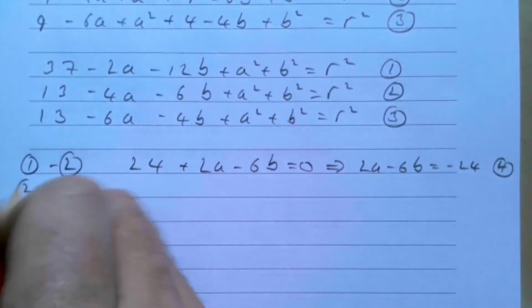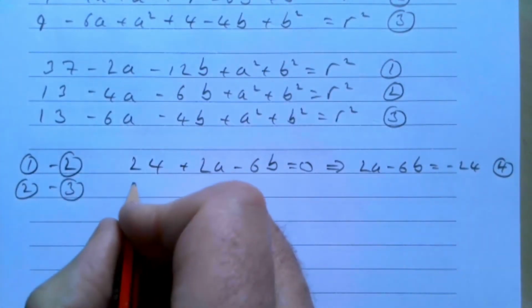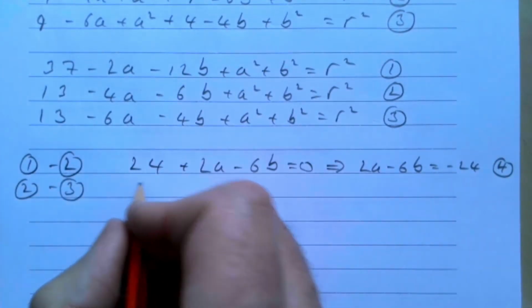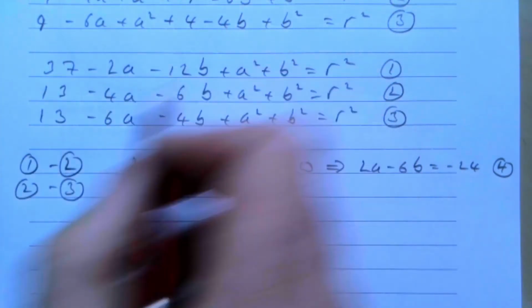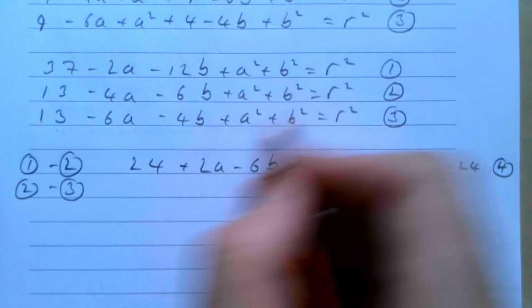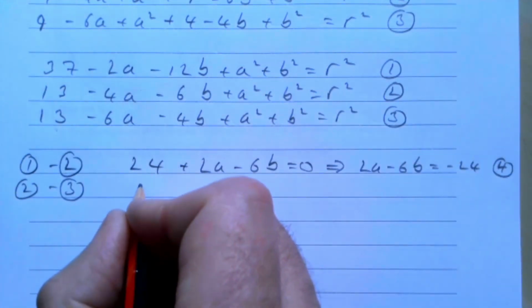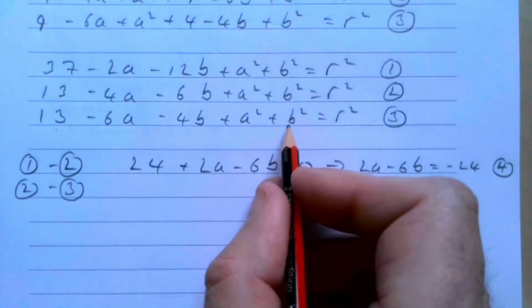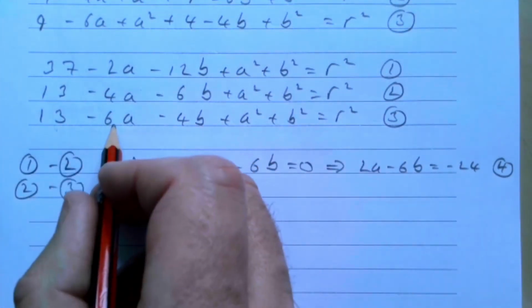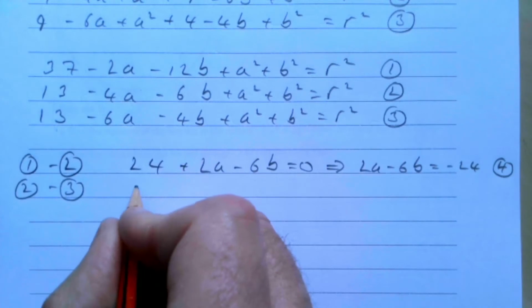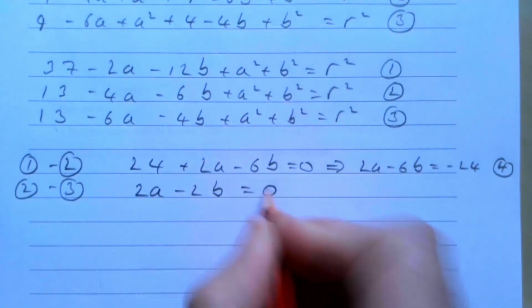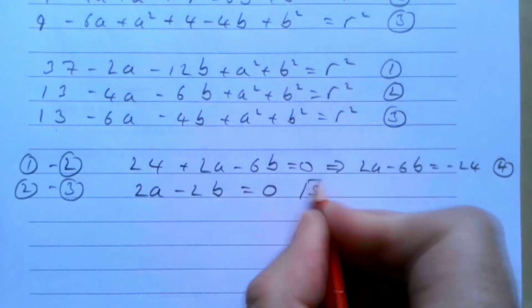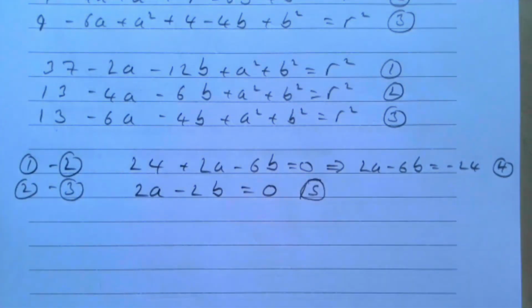If I then do 2 take away 3, that works out quite nicely, because the 13s disappear. So this take away this is going to give me 2a minus 2b equals 0, and we can call that equation 5.